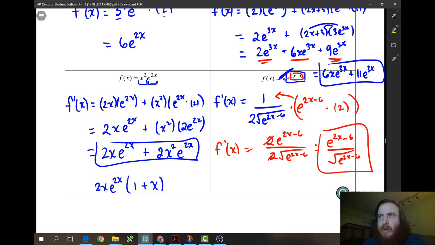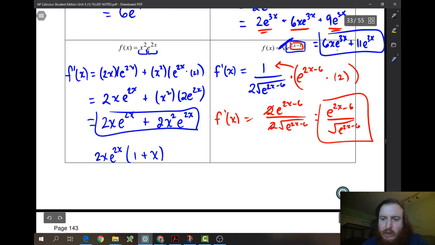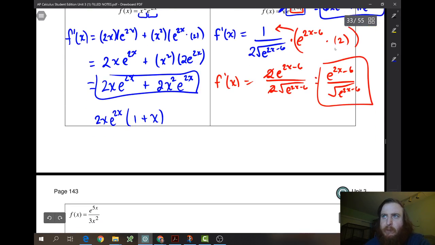Okay, there actually is, we can simplify this more. It's something where we could end up simplifying it a little bit more, but I'm okay with that as your answer. If you wanted to simplify it a little bit more, you could rationalize it, times square root of e to the 2x minus 6 over square root of e to the 2x minus 6, and you'll get it to cancel out a little bit more, but I'm okay with this.